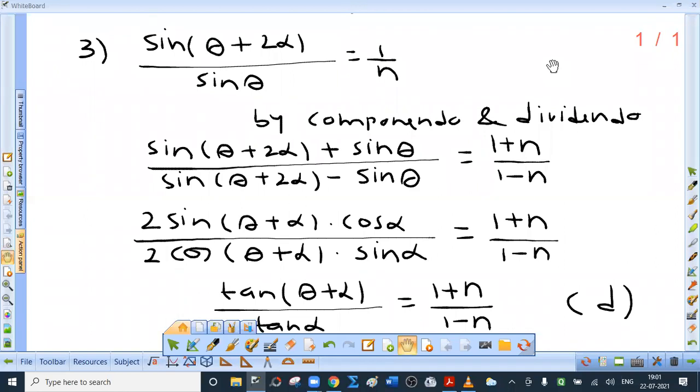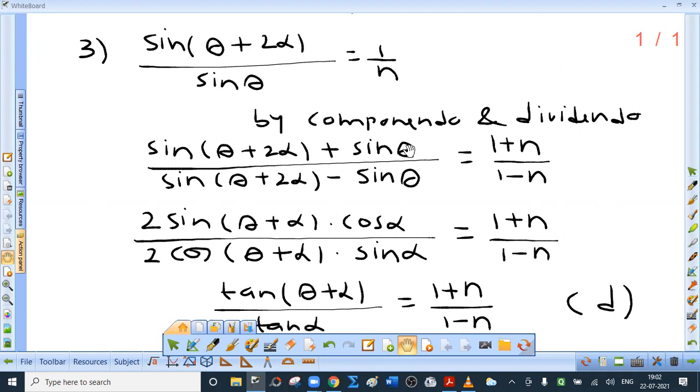Sum number 3. If sine theta is n sine (theta plus 2 alpha), then tan of (theta plus alpha) is... If you observe the options, in most of them 1 plus n upon 1 minus n, that type, is there. So rearrange the terms. Sine of (theta plus 2 alpha) upon sine theta is what? 1 upon n. By componendo dividendo, which is applied on a proportion, numerator plus denominator upon numerator minus denominator on both sides.